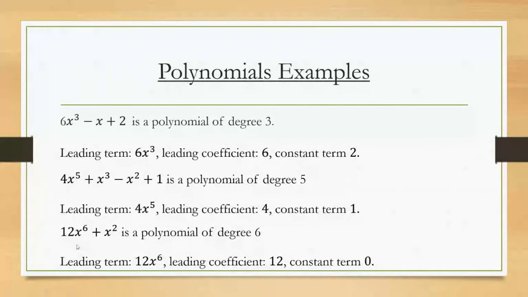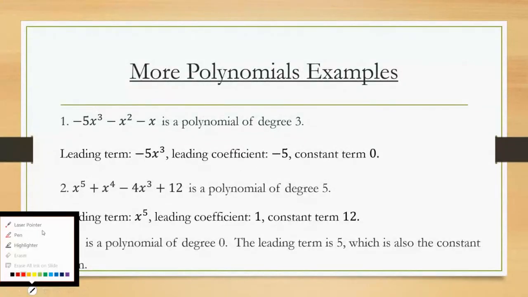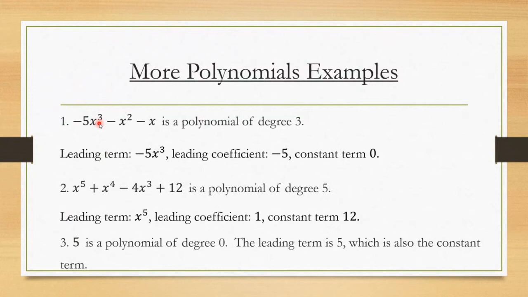All right, so that's some examples. Here are some others. Here we have a polynomial as well. We have one of degree 3, right? The biggest exponent of x here, as you can see, is 3. This is the leading term. That's where the biggest exponent of x is. So the leading term is minus 5x cubed. The leading coefficient would be minus 5. And the constant term is not there, right? It's not written, so it's understood to be 0.